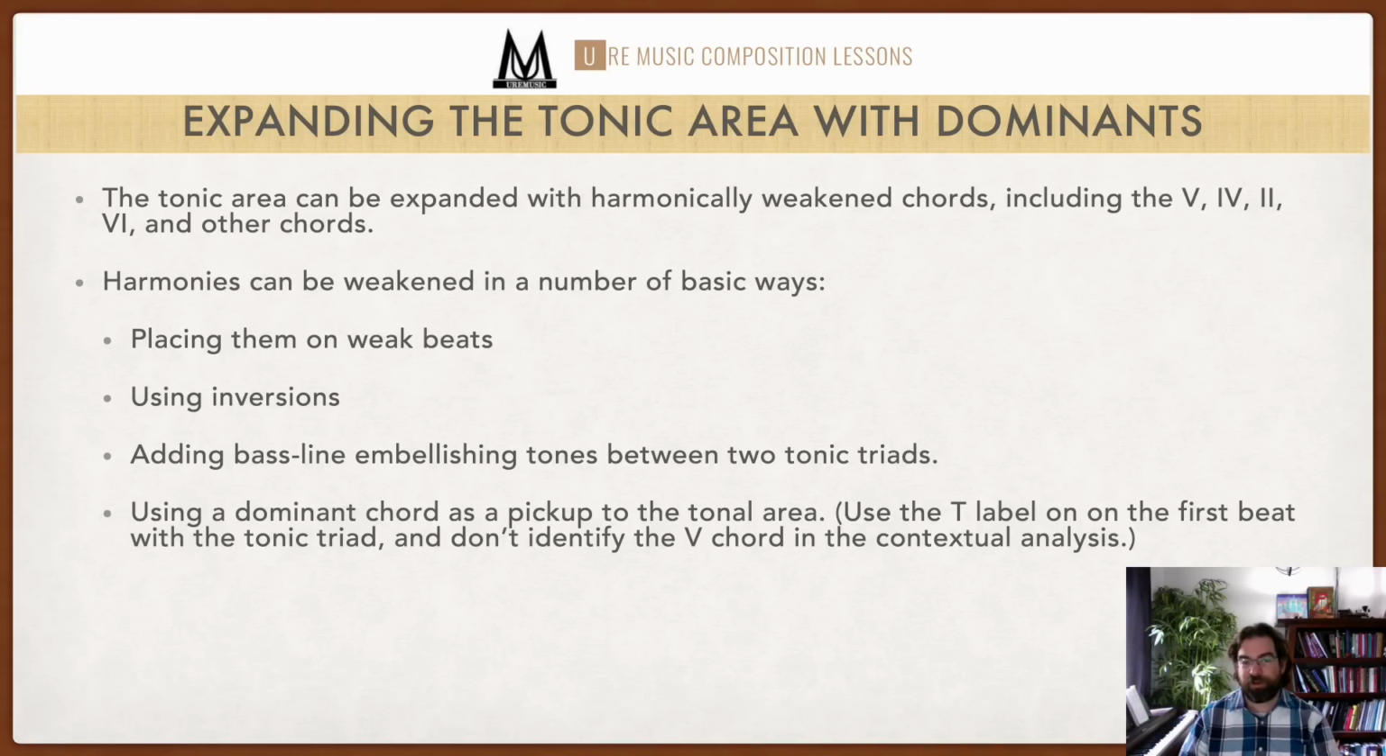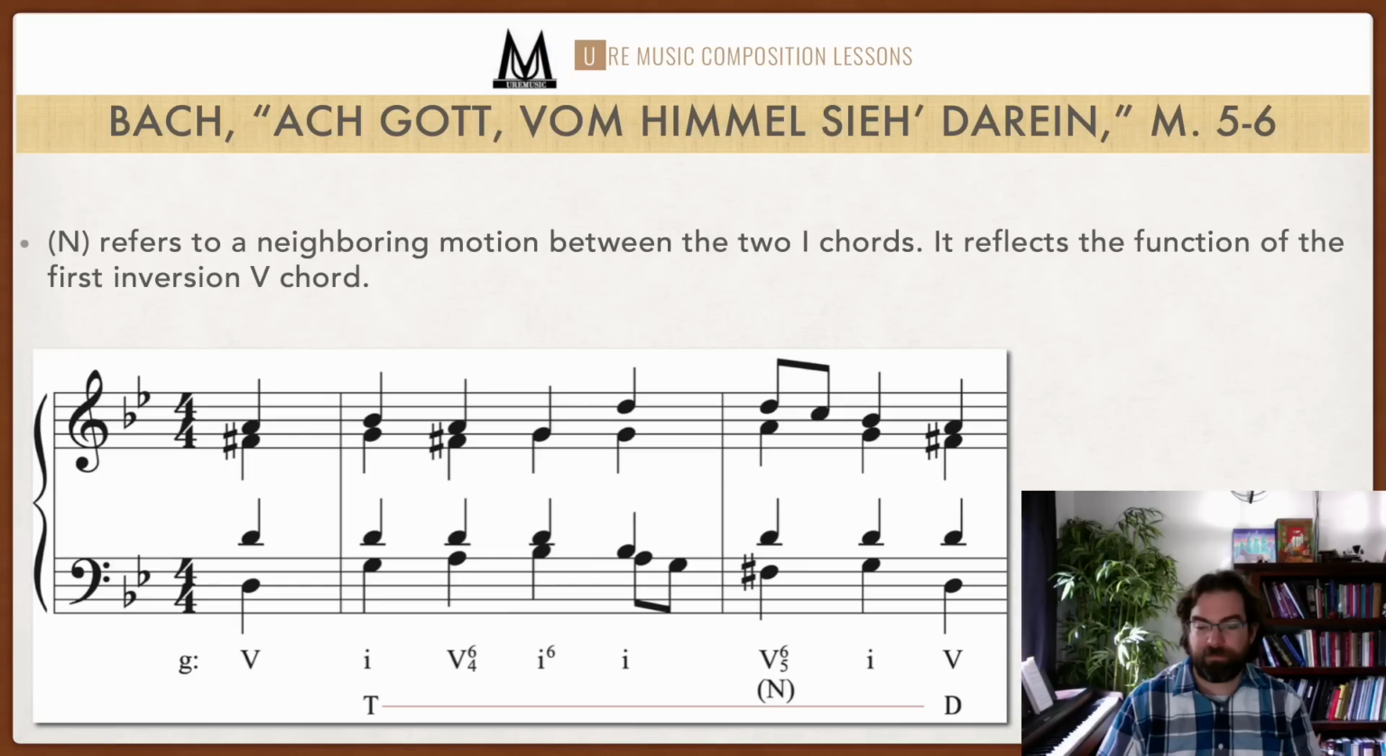So this is what I was talking about earlier. I'm going to show you an example of this. But you can use the T label on the first beat with a tonic triad and just don't identify the 5 chord in the contextual analysis. So let me show you an example of this. So here we have the 1 chord going up to 5. So here we have a 5 chord, we've got another 1, and a 5 chord. The melody doesn't end on this 5, this 1, or this 5, or even this one here.